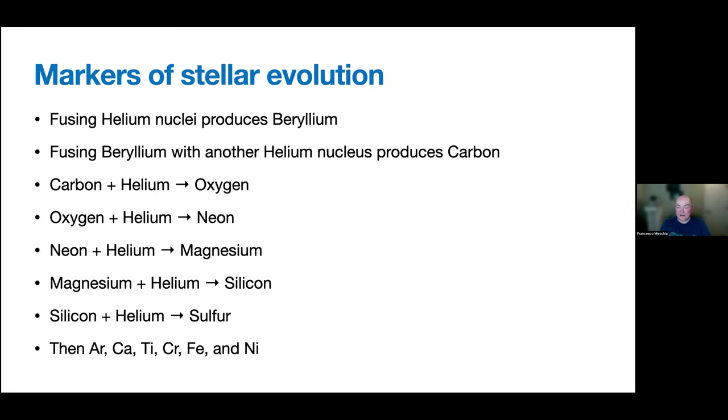And iron and nickel are the last two elements that can be produced in a steady state star, because past the nickel, you need to spend more energy to fuse two nuclei than you get in return. So it cannot possibly sustain a star at that point. And all of the elements heavier than nickel are produced in supernova explosions.